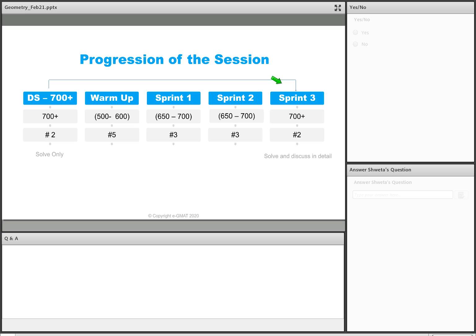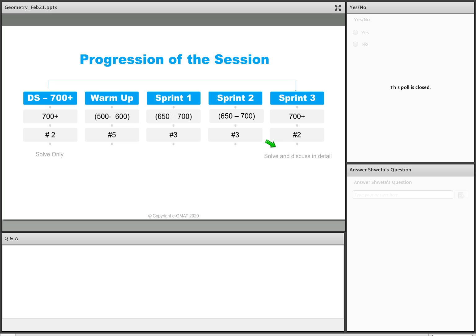And sprint 3 here then is the same 2 questions that we had just shown you in the beginning, which we will show you again. Here we'll discuss the solutions in detail. I hope everybody is super clear about how this is going to progress. Please answer in the yes/no poll if you're absolutely clear about how this is going to work. Great, thank you, thank you.